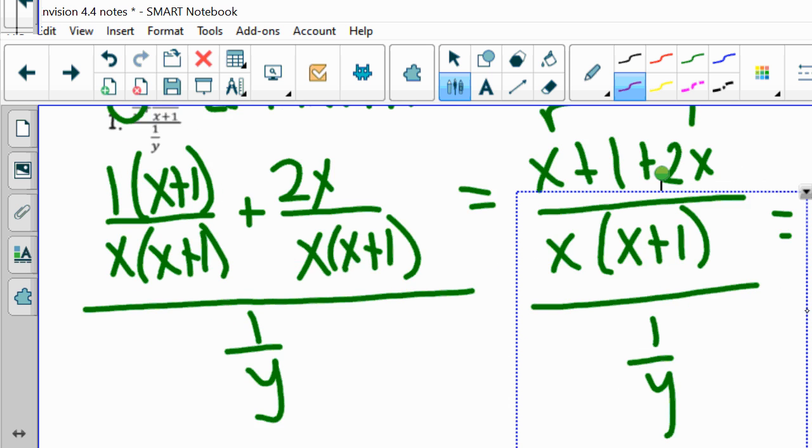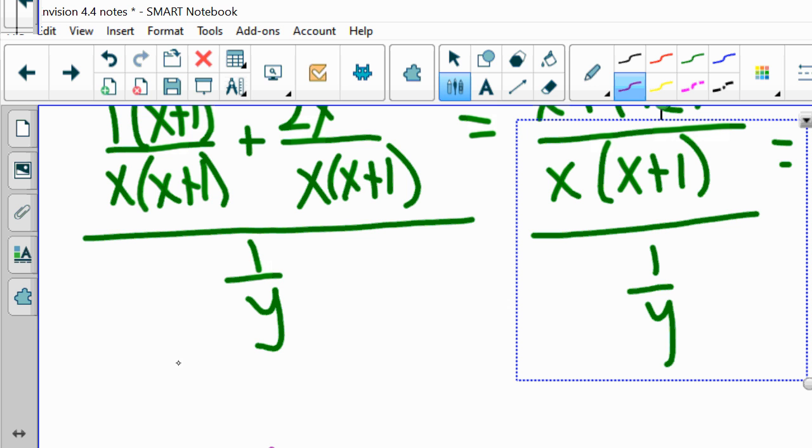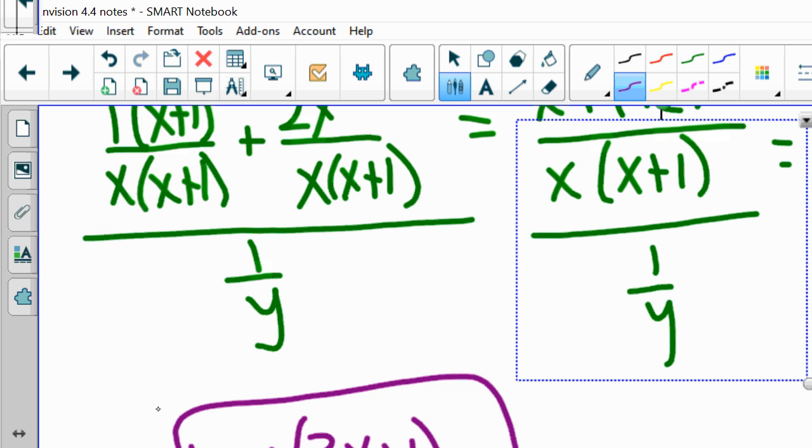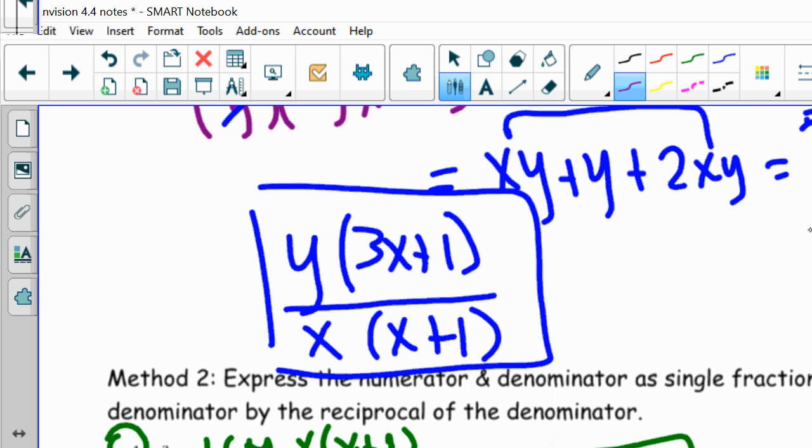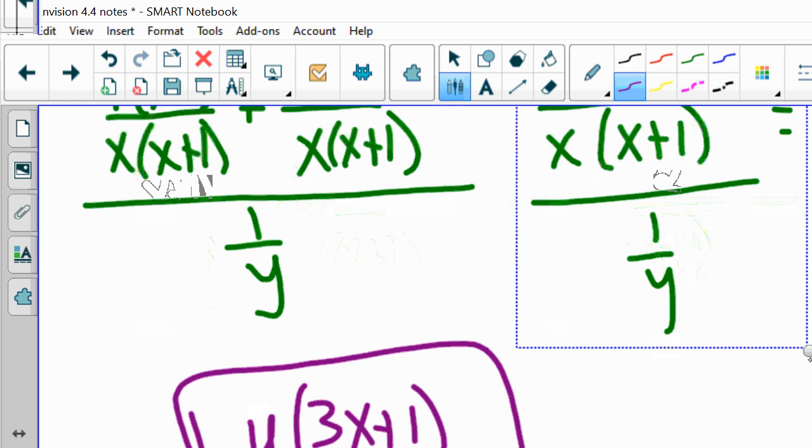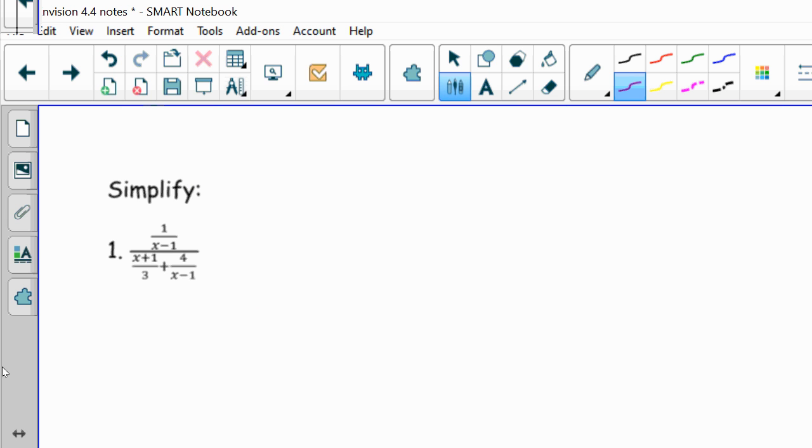And so then I'm left with on top, y times 3x plus 1 over x times x plus 1. Nothing cancels, so there's my answer. Notice it's the exact same thing that I got with method number 1. Okay. All right, let's try some more of these. And again, you get to pick which method you want to use.